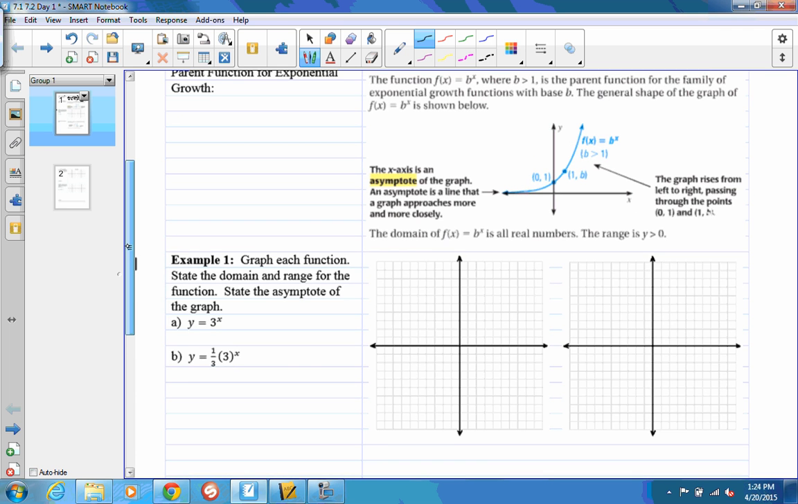All right. Parent functions, guys. I'm going to define exponential growth as f of x equals b raised up to the x. So the first thing you notice, there's two variables in this. One of them is b, one of them is x.